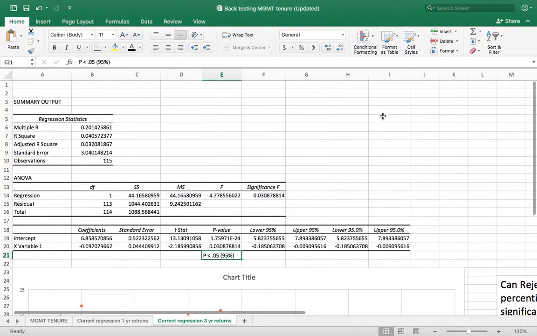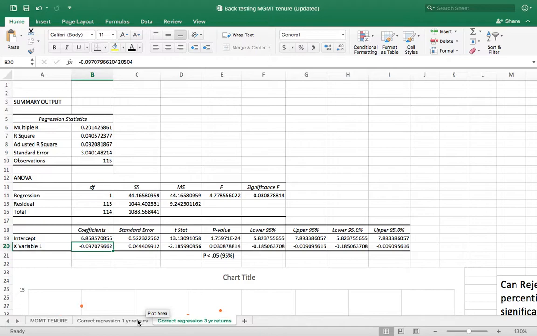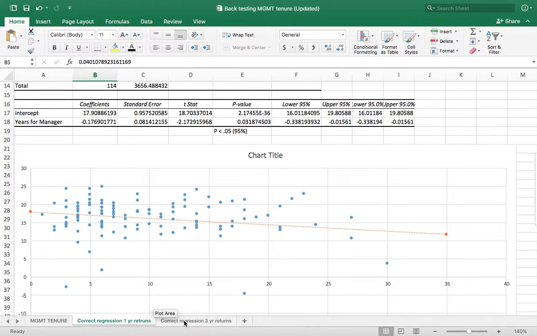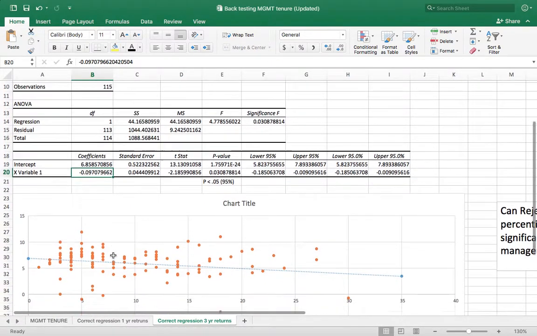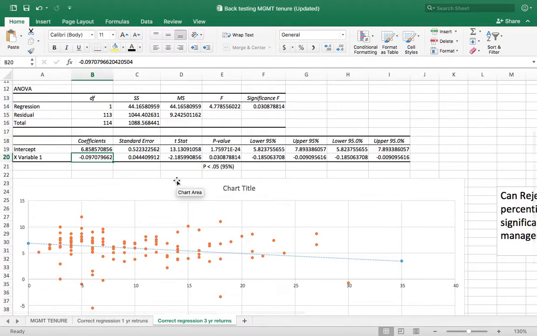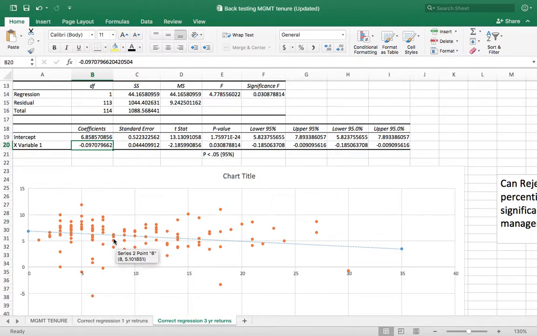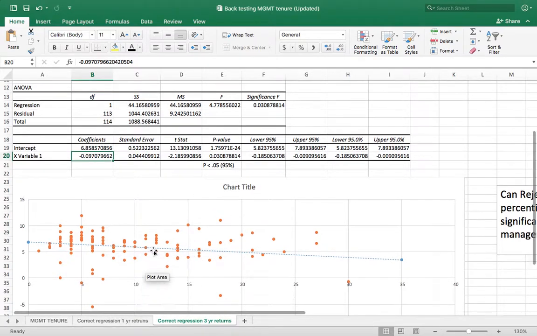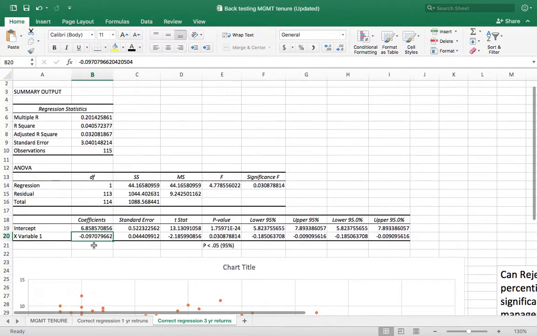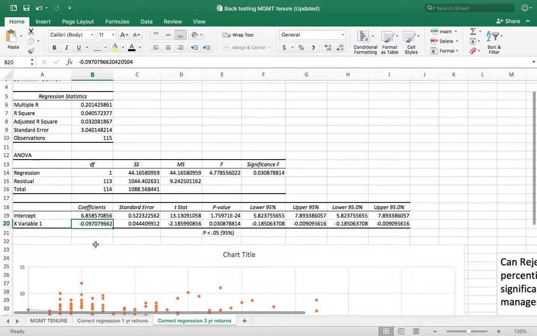The second was to take the 3 year returns based on the manager tenure of the same mutual funds. So first thing, we see that our slope here is 0.09, but it's negative as well. So we do see that it is a little bit less of a slope as far as for the 3 year returns. So this explains that as manager tenure increases, the returns decrease, but at a slower rate than the 1 year returns did. So that's our first indication of what's going on with our regression line.